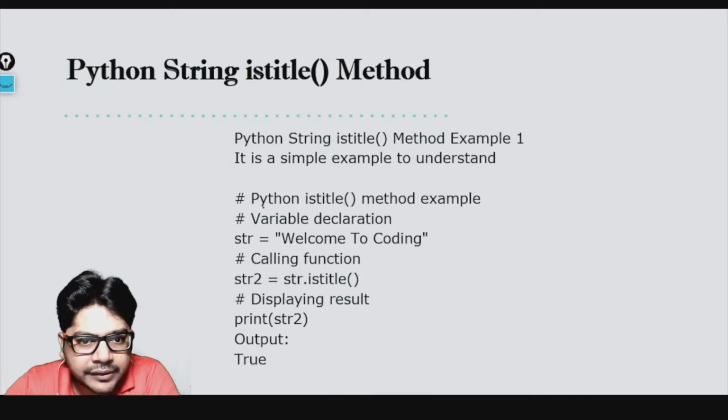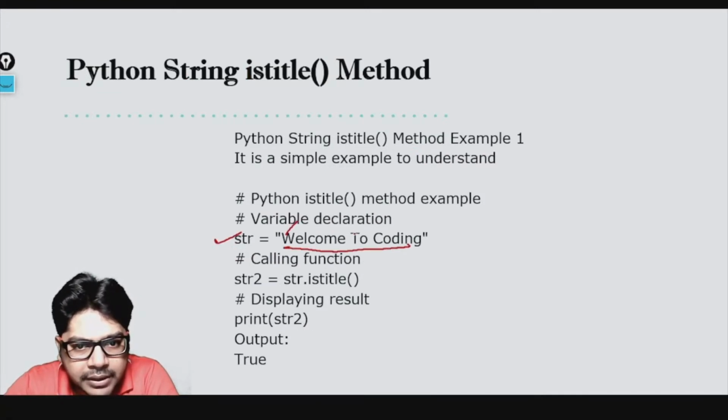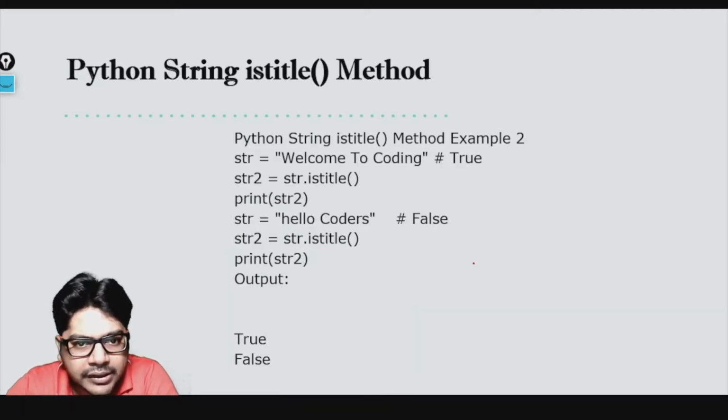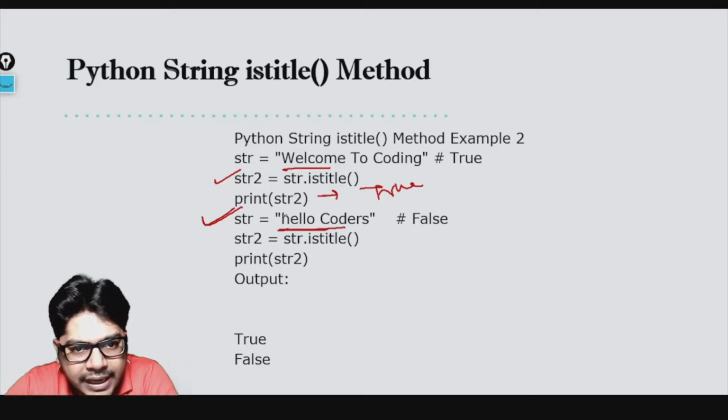Let us have a look at the example. So here you see str is equal to Welcome To Coding. Now you see W is capital, T is capital, C is capital, and if I check str2 is equal to str dot isTitle, and if I try to print str2, I'll get true. Why? Because it is in title case. Let us look at the other example. Here we have Welcome To Coding. If I do this, it is going to give me true. But you look at the second example, str is equal to Hello coders. Now you see H is in small letter. Can you see that? So this is going to give me false.